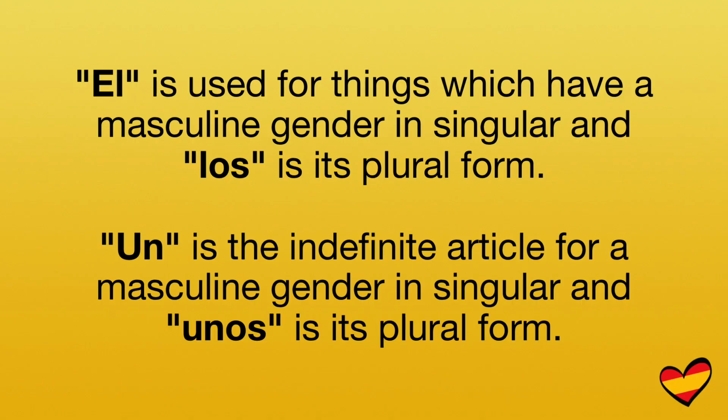El is used for things which have a masculine gender in singular, and los is its plural form. Un is the indefinite article for a masculine gender in singular, and unos is its plural form. Unos could be sometimes translated as a pair of, several, or some. Notice that we can also say literally a pair of by saying un par de.